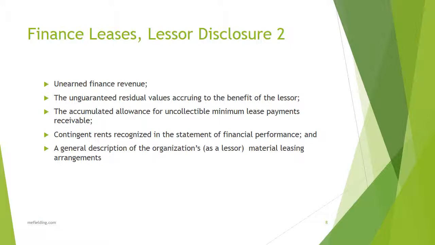Number 4, contingent rents recognised in the statement. So what are these things? Again, you're just disclosing major, material items. If you're looking at motor cars, this idea that people are doing more miles per year than their leasing agreement allows, then you lump them all together and say what they are. And finally, a general description of the organisation's material leasing arrangements. So what are the kind of assets that they lease? This is assuming that it's a fairly specific leasing business. So what is the thing that they do?